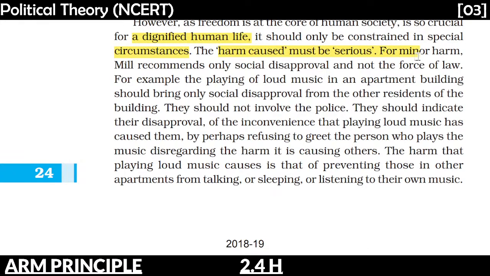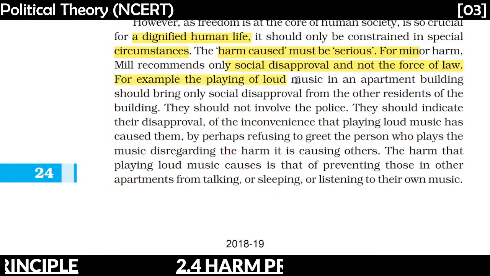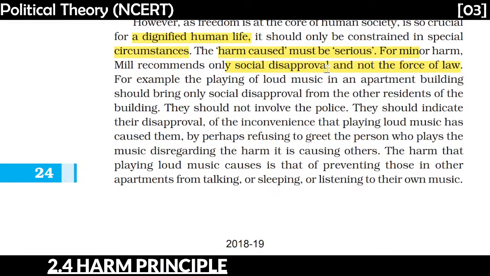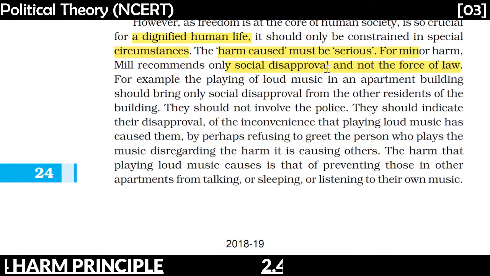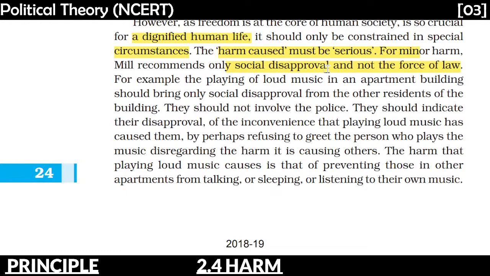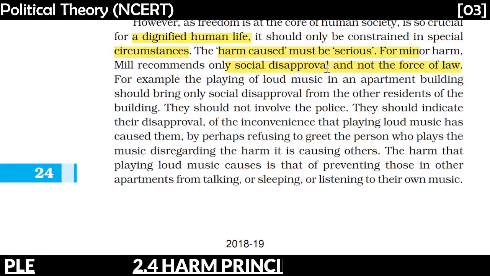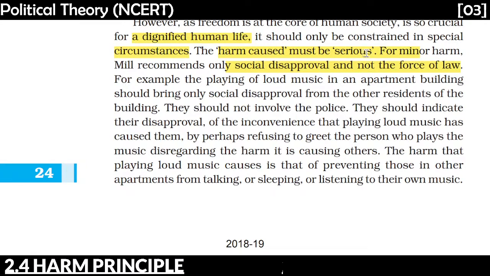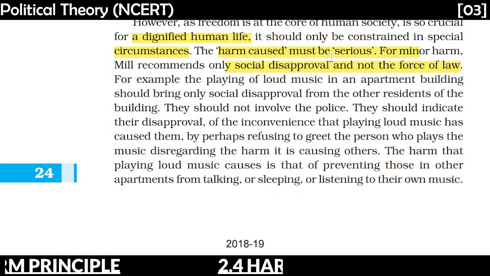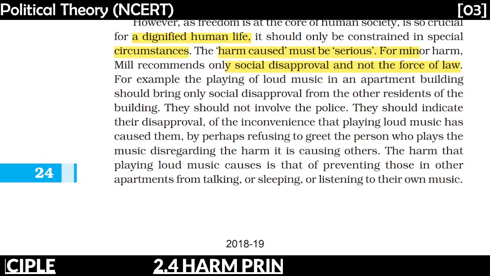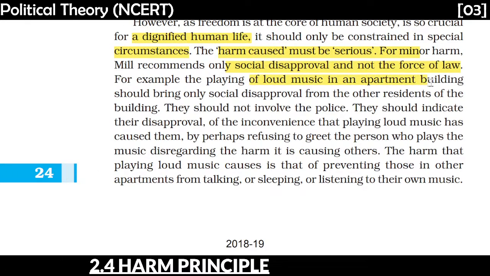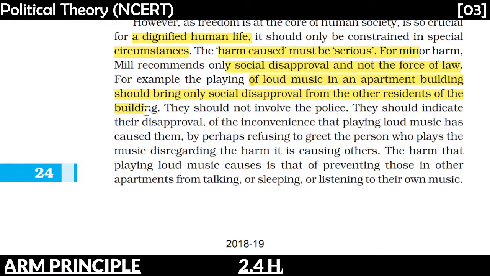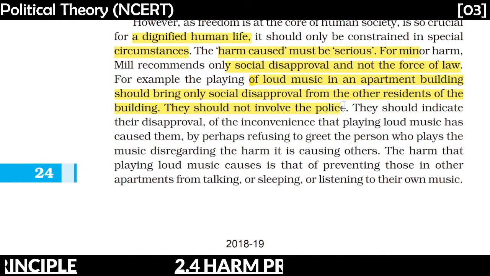For minor harms, Mill recommends only social disapproval and not the force of law. For that type of work which is not serious, which are, you can see, in a very brief, minor harms, Mill does not recommend the force of law. Only society should not accept that. That is fair, that is okay. For example, the playing of loud music in apartment buildings should bring only social disapproval from other residents of the building. This should not involve the police.